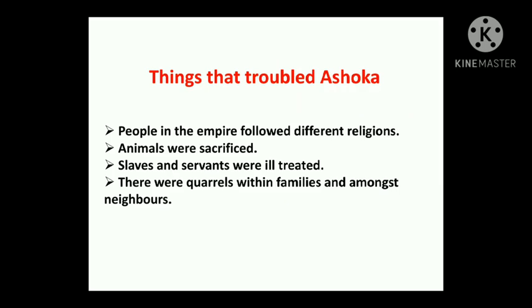But there were many things that troubled Ashoka. People in the empire followed different religions, and this sometimes led to conflict. Animals were sacrificed. Slaves and servants were ill-treated. Besides, there were quarrels within families and amongst neighbors. So Ashoka tried to find solutions because he felt that it was his duty to solve these problems.